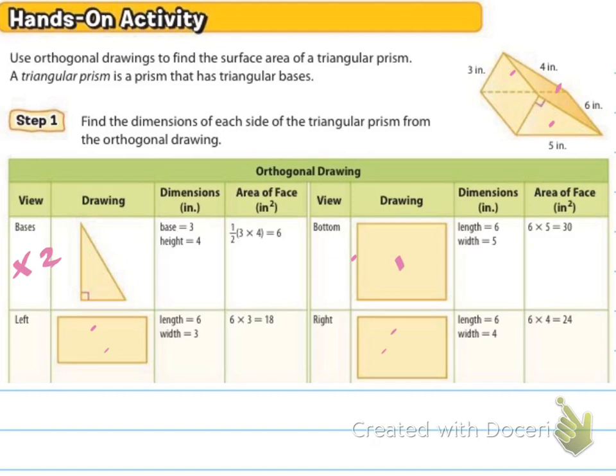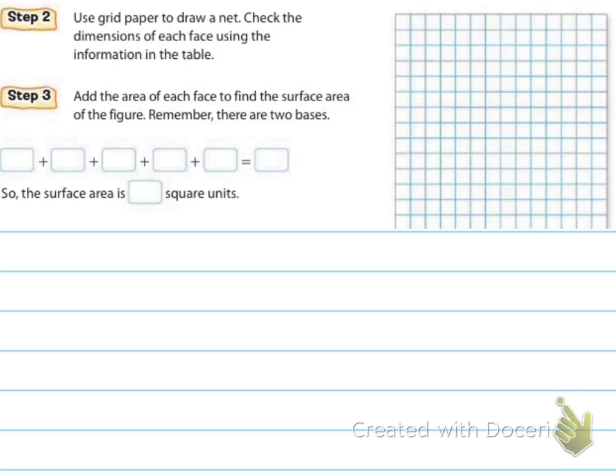Altogether we have 5 sides. Notice that we always have the 2 bases, and if there are 3 sides of a triangle, then there are 3 faces on the prism as well. So 3 plus the 2 bases is going to be 5 sides altogether. Why don't we write somewhere, 5 sides, so you know that you're including all of them in your surface area. It says to use the grid paper to draw the net and check the dimensions of each figure using the information in the table.